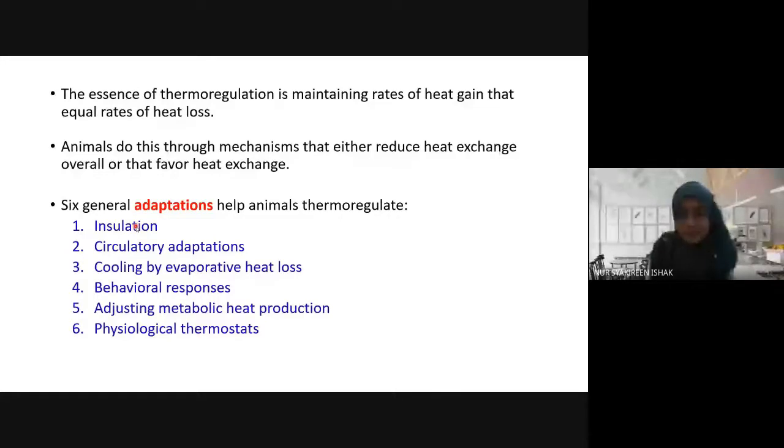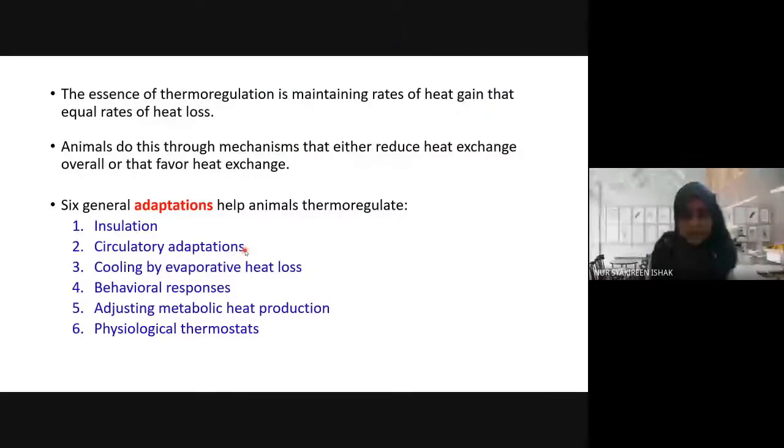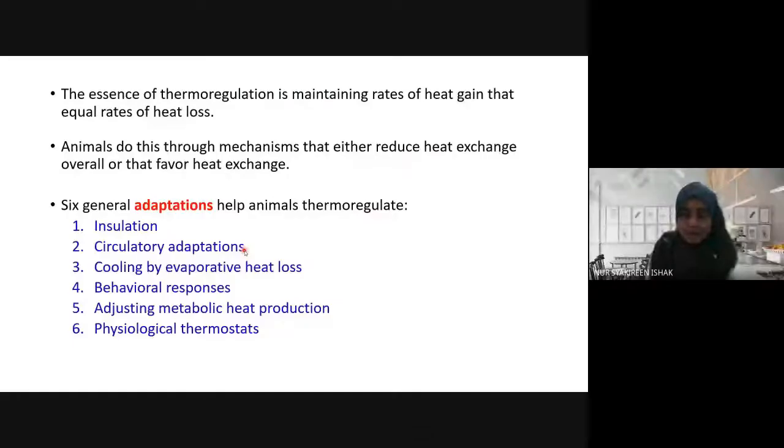And then the second adaptation is circulatory adaptation. This is basically on the arrangement of blood vessels, where for example you have counter current flow of blood in the artery and vein that flow in opposite directions, and the heat from the blood that flows in the artery will be transferred to the vein. So this prevents the body heat from being lost from the body when the blood reaches the extremities of the body. Okay, extremities such as, for example, the legs or the fins of the animal.